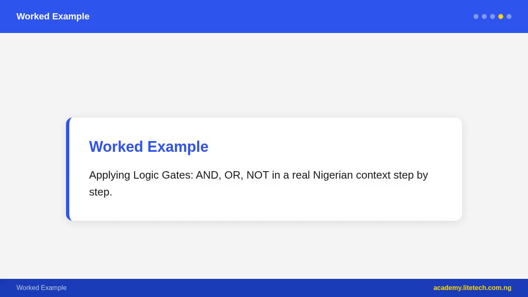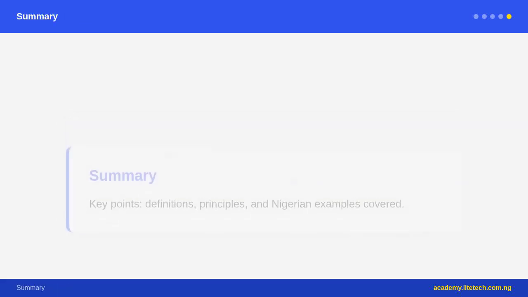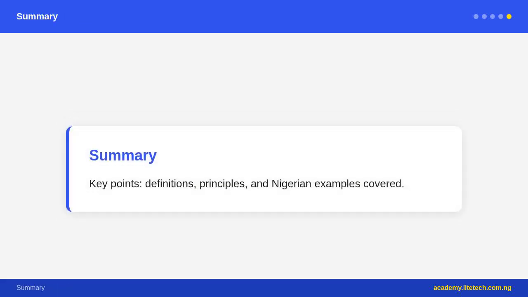OR gate. Rule: output high, 1, if at least one input is high, 1. Output low, 0, only if all inputs are low, 0. Think: any input being 1 makes output 1. Truth table, two inputs: 0 and 0 gives 0, 0 and 1 gives 1, 1 and 0 gives 1, 1 and 1 gives 1. Only when both are 0 is output 0. Analogy: bus door opens if either driver presses button or sensor detects passenger.